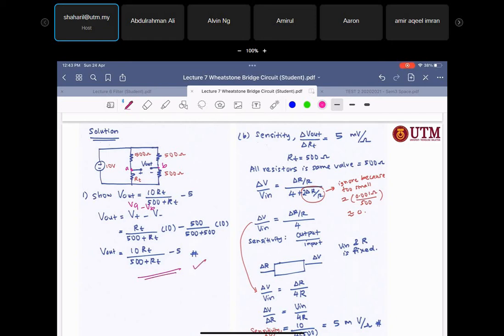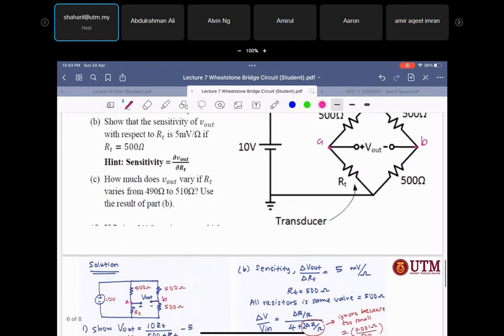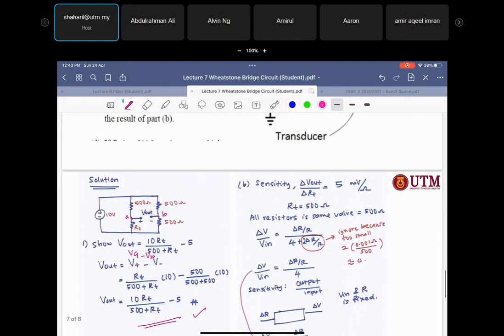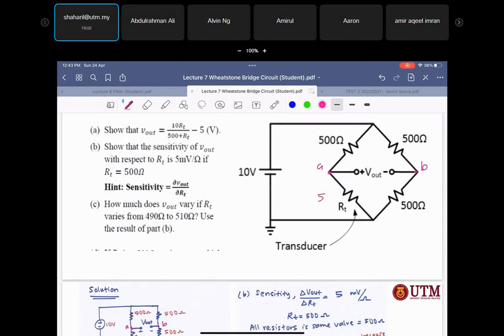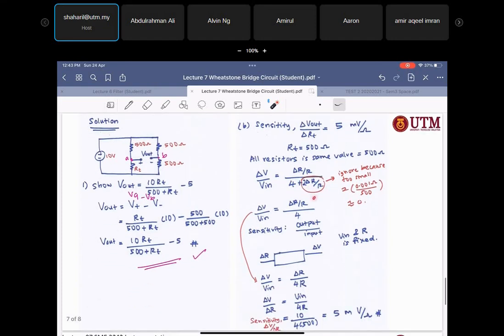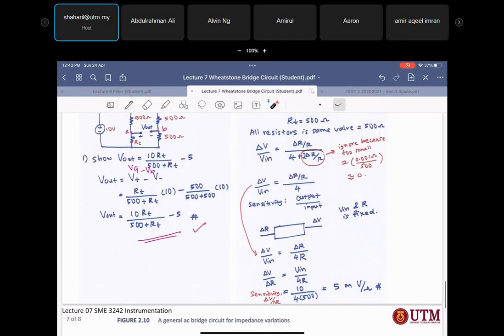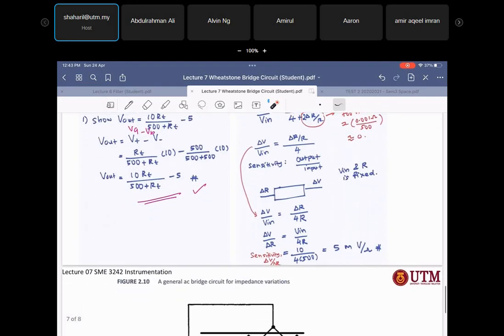Simple. And show the sensitivity of V out with respect to RT equal to 5 millivolt per ohm if RT equal to 500. So that means V out over RT. We know that RT equals 500 here, so we can straight away use this formula. You also can ignore this one, and then it becomes delta R over 4. Then you want to find delta V over RT, so you calculate delta R over R, the sensitivity.